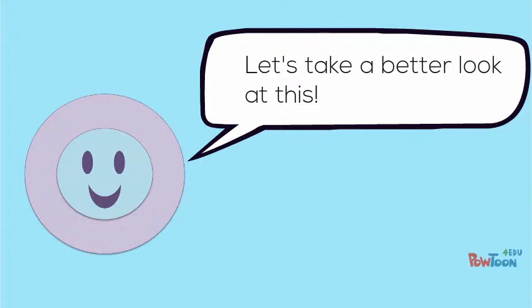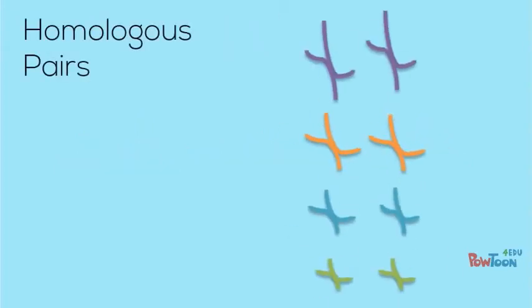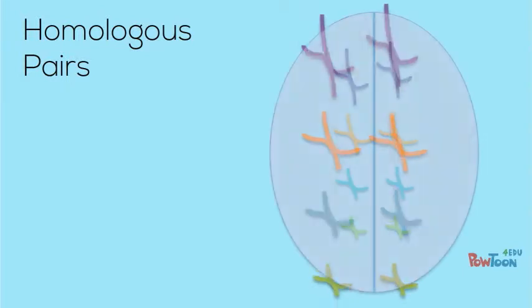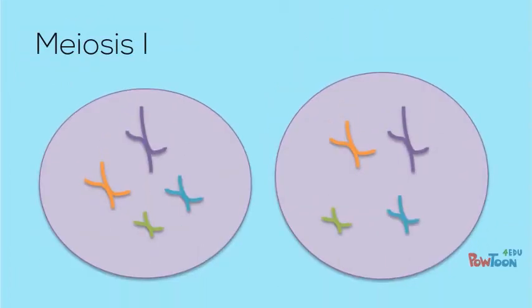So let's say an organism has a total of 8 2-chromatid chromosomes in a normal somatic cell, and it is going through meiosis. During meiosis 1, the chromosomes line up in homologous pairs. Homologous pairs are 2 chromosomes that have the same set of genetic information. Then, the cell splits in half, creating 2 new cells. Each new cell has 1 chromosome from each homologous pair, so a total of 4 chromosomes.